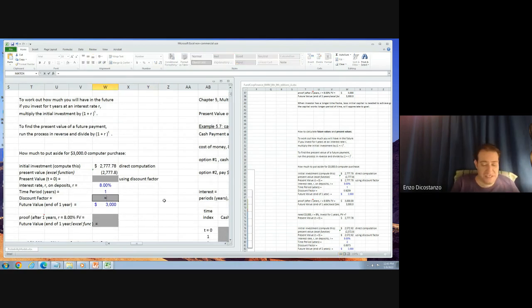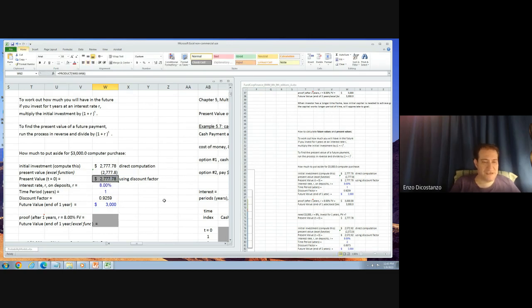The factor is equal to 1 divided by 1 plus the rate to 1 year. There's your factor. So in other words, you need 92% of what you're looking for to get the 3,000. So then all you do is just use the product function. Those two.